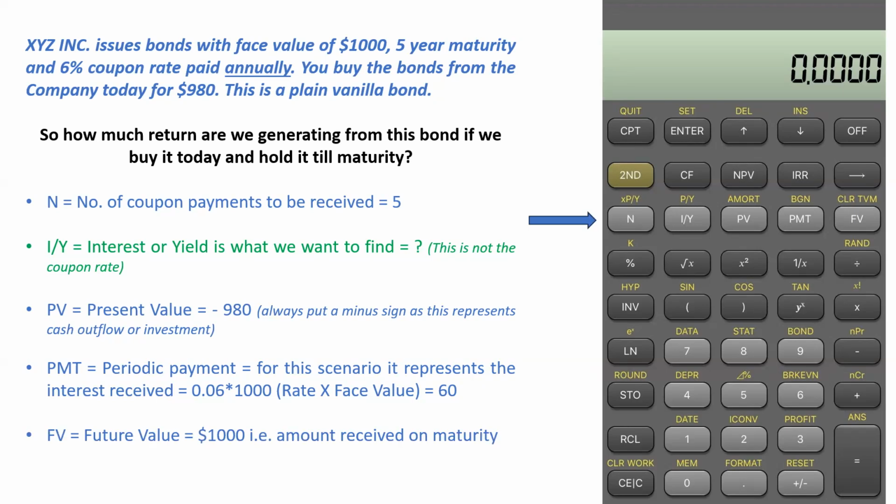The last is the FV. FV is the future value. It is the amount that we are going to receive upon maturity, which is equal to the face value, and this is going to be $1,000. So these are all the inputs or all the variables that we need in order to calculate the I/Y, which is the second. That is why I've written it with a green color.